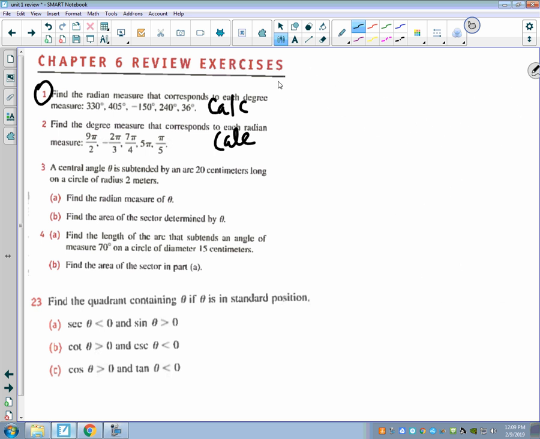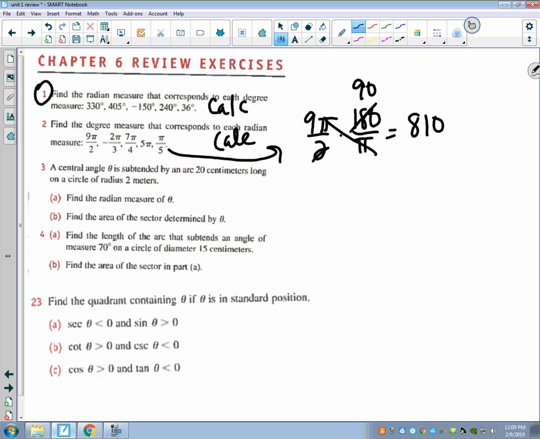Number 2, find the degree measure. So if I'm going the other way, so if I'm doing 9 pi over 2 to degrees, I'm going to multiply by 180 over pi because I need degrees on top. So 2 goes into 180, 90 times. So that's 810 degrees. Make sure you put your degree symbol.